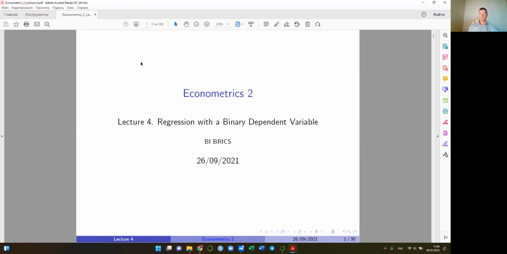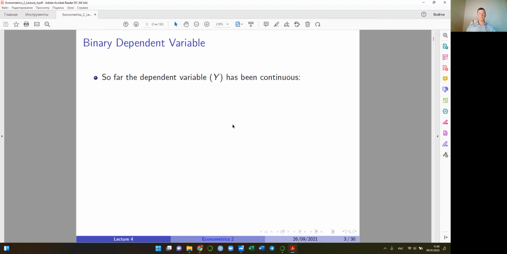Hello friends. This lecture continues special cases of econometrics applications, and today we will discuss a topic of a regression with a binary dependent variable. So far, we assumed that the dependent variable is continuous.